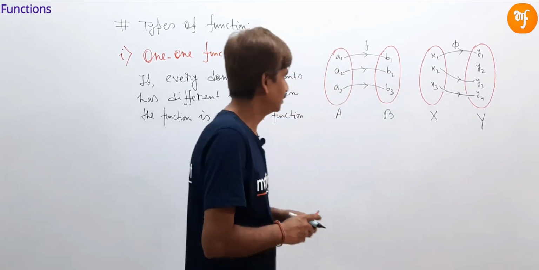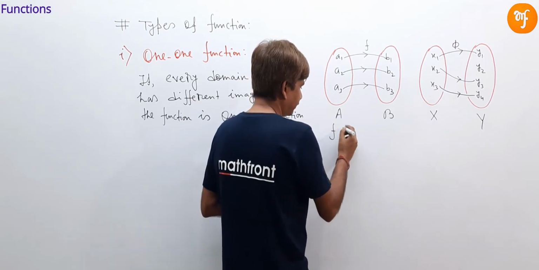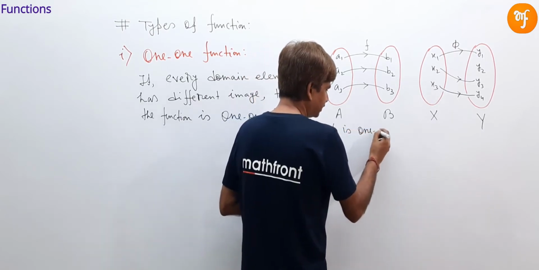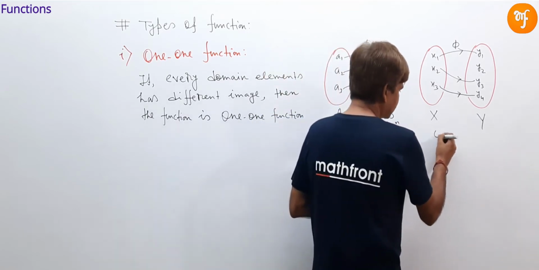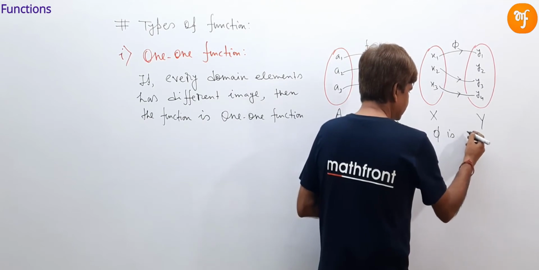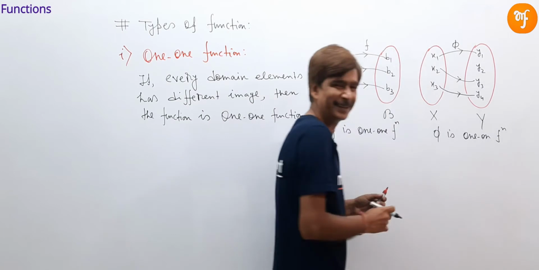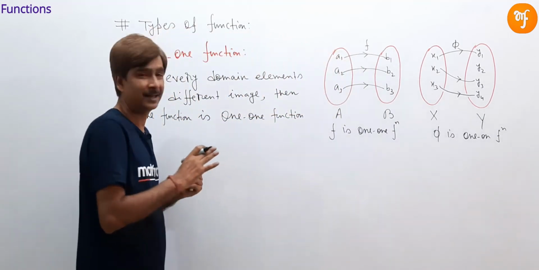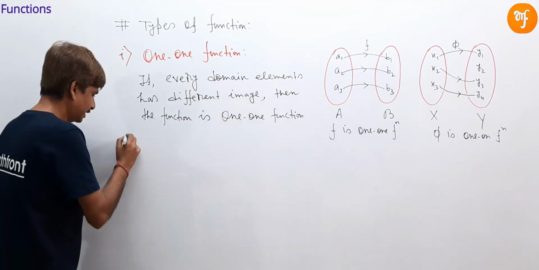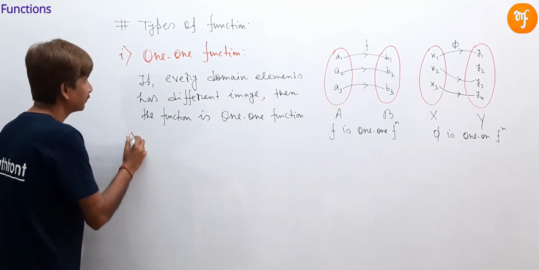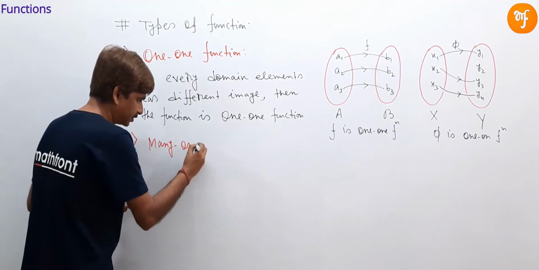Got it? So please write down here, f is one-one function. Similarly, here phi is also one-one function. Is it clear? Now we are discussing the second type of functions, that is many-one function. Now write down please the heading: many-one function.